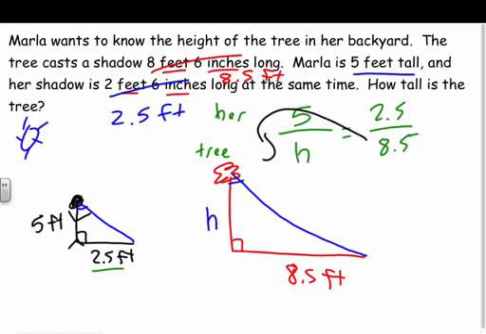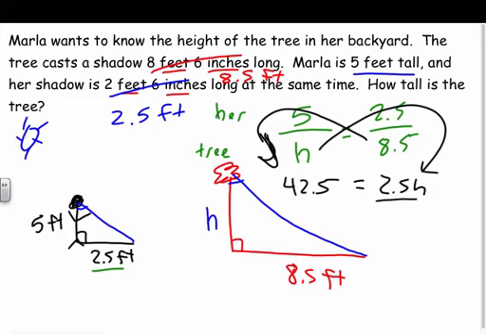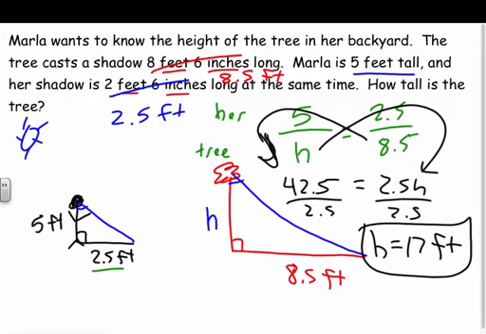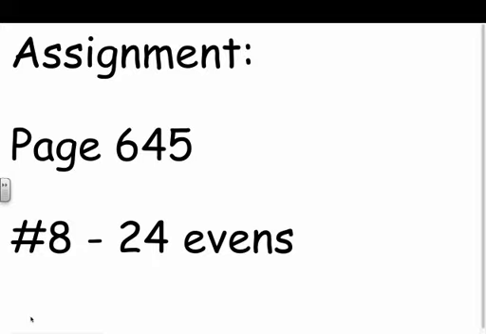So 8.5 times 5 is 42.5. And then 2.5h. And we divide by 2.5 on both sides. So h gives us a height of 17. And it looks like we got it all in feet, so 17 feet. So it's kind of fun. You get to draw yourself a little picture and just apply what we learned. There we go.